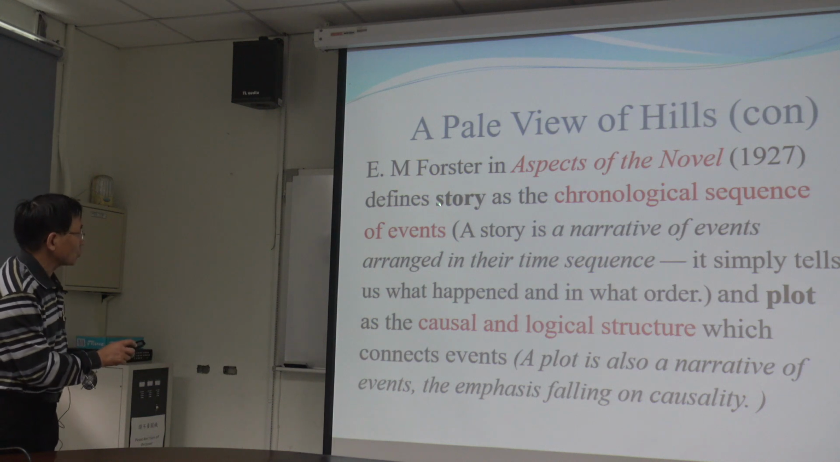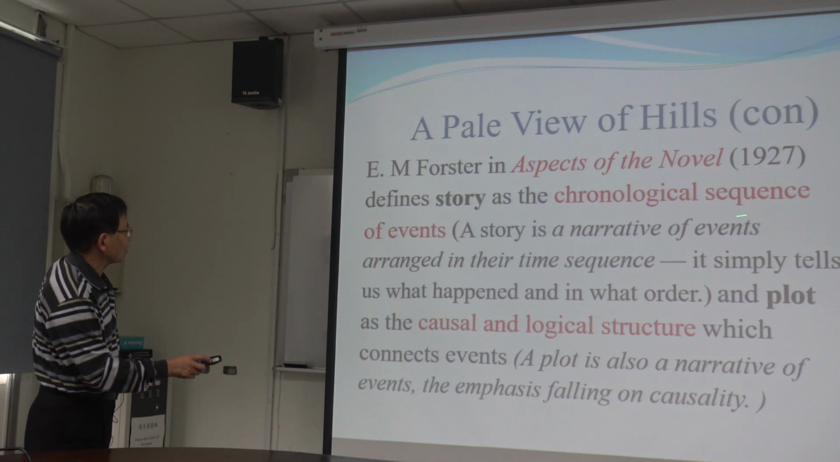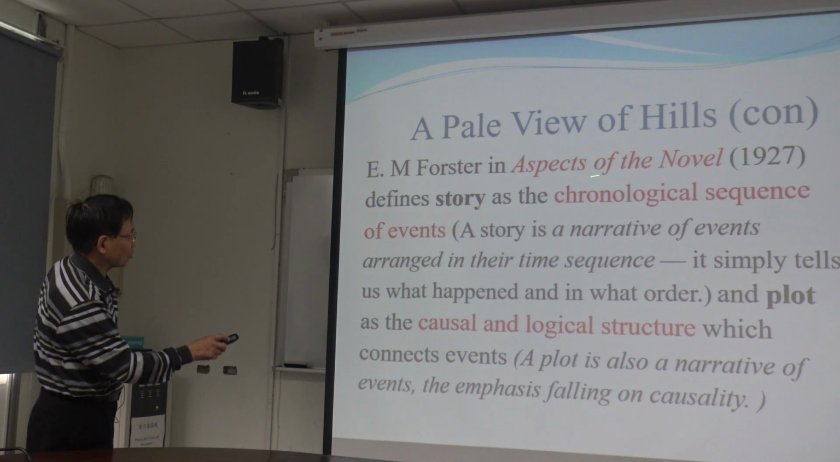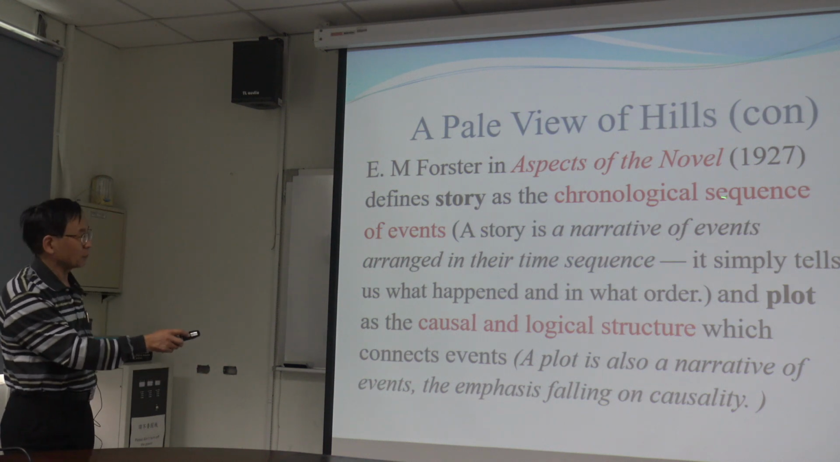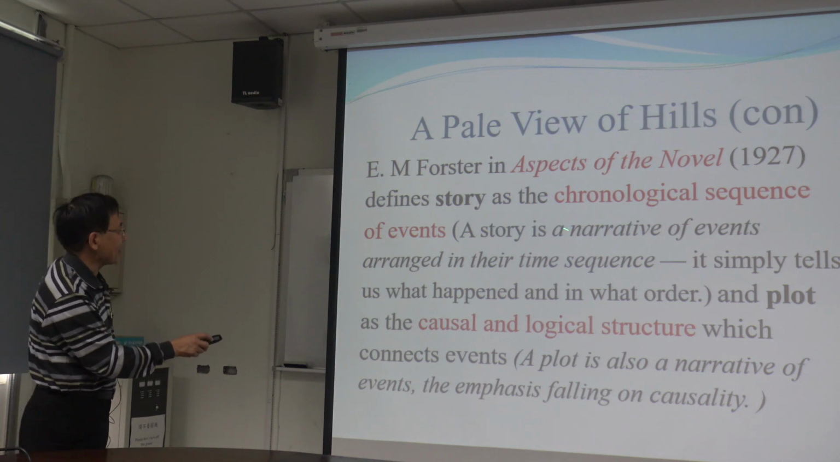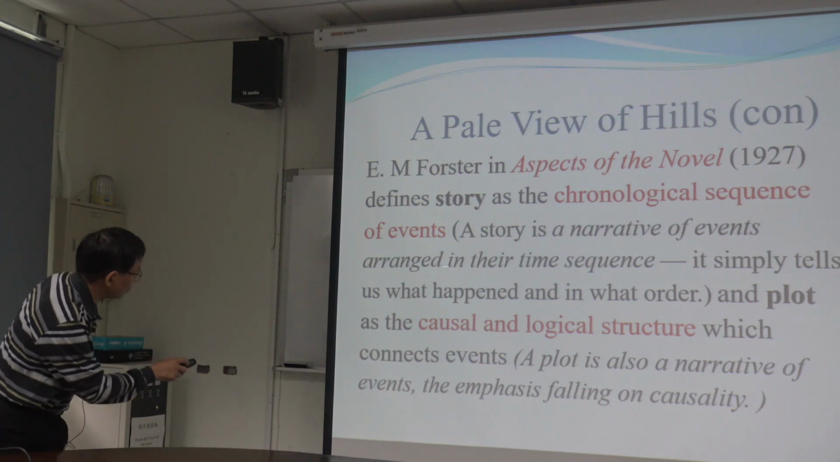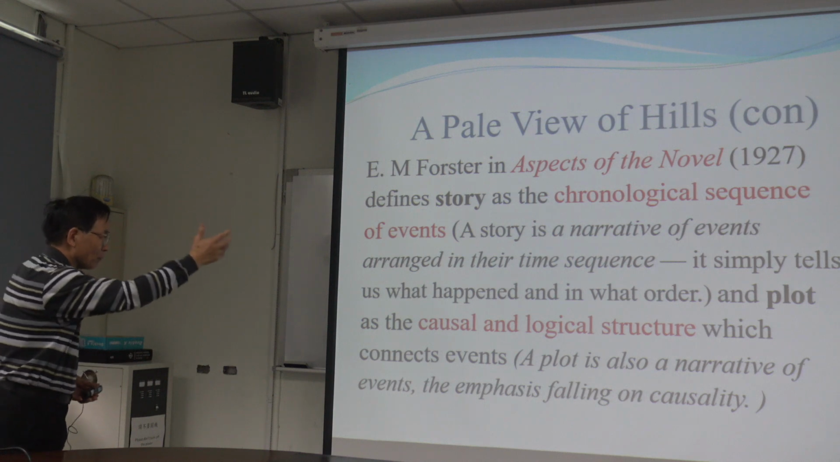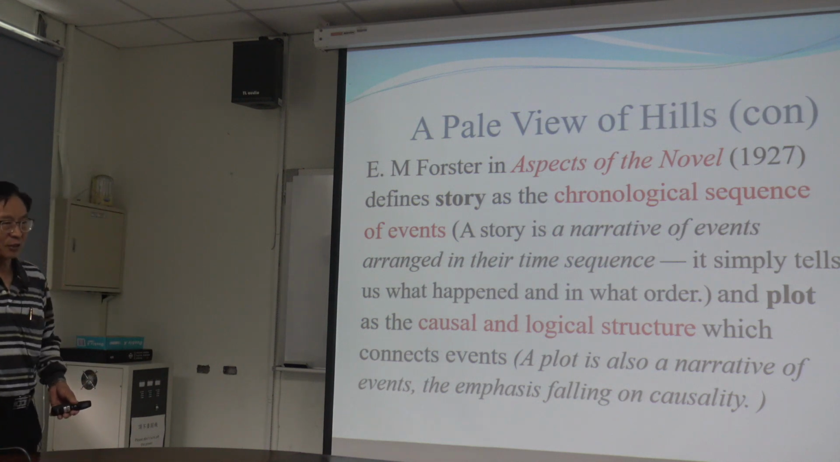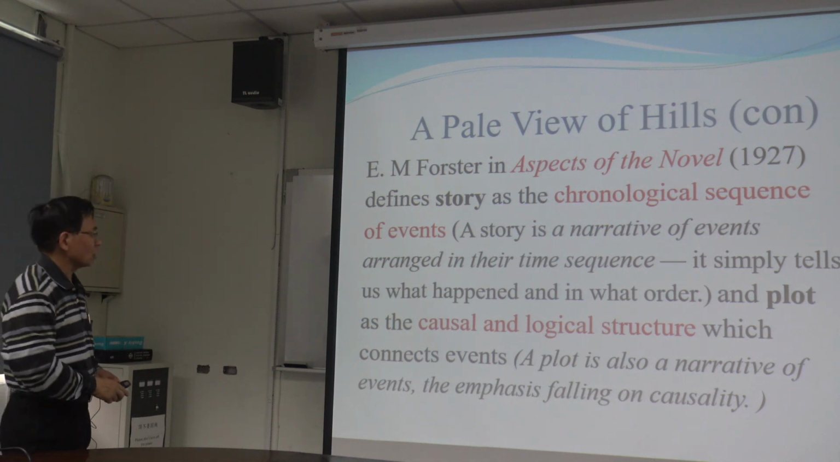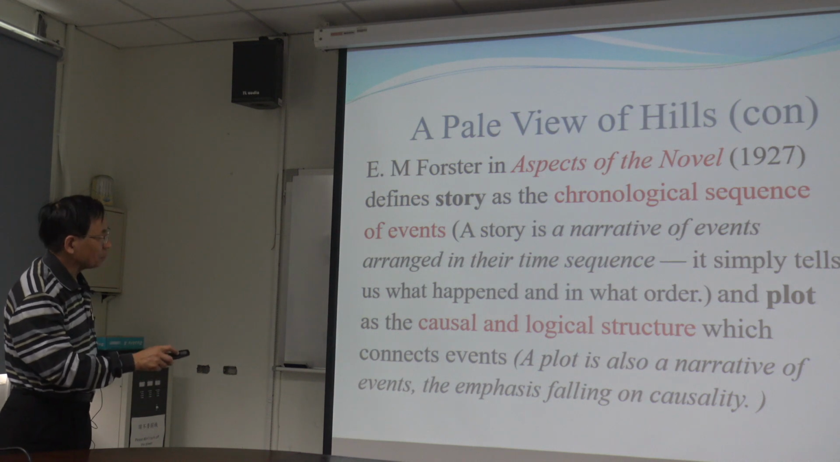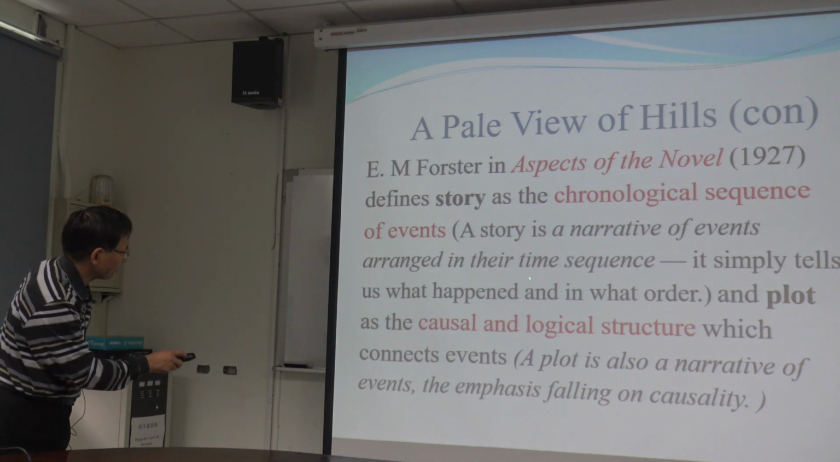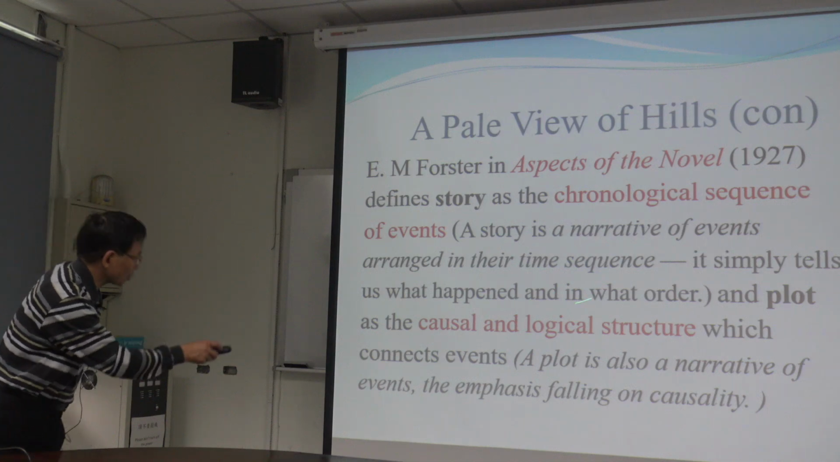Forster defines story as the chronological sequence of events, arranged according to time. Okay, a story is a narrative of events arranged in their time sequence. This is the story. This happened first, and this happened next, and then this happened. This is called a story. It simply tells us what happened and in what order.